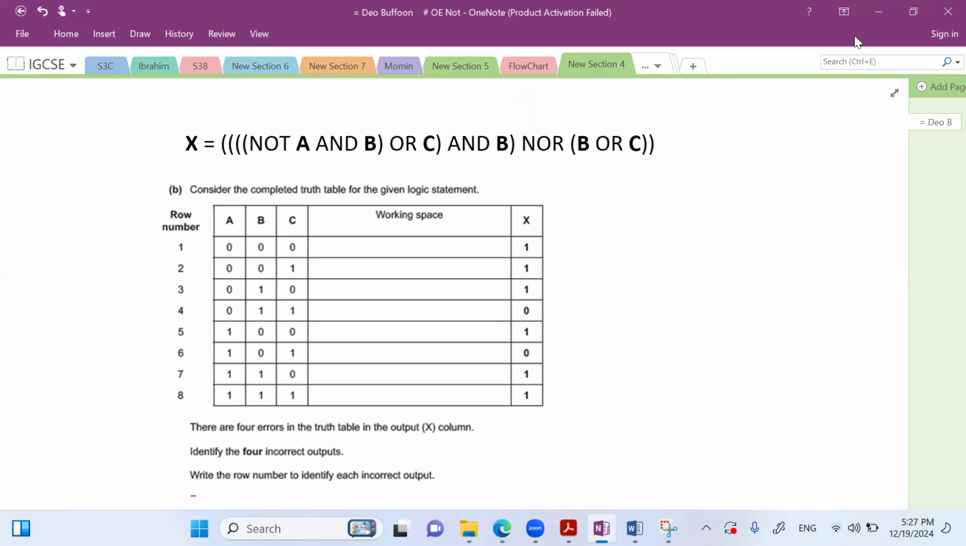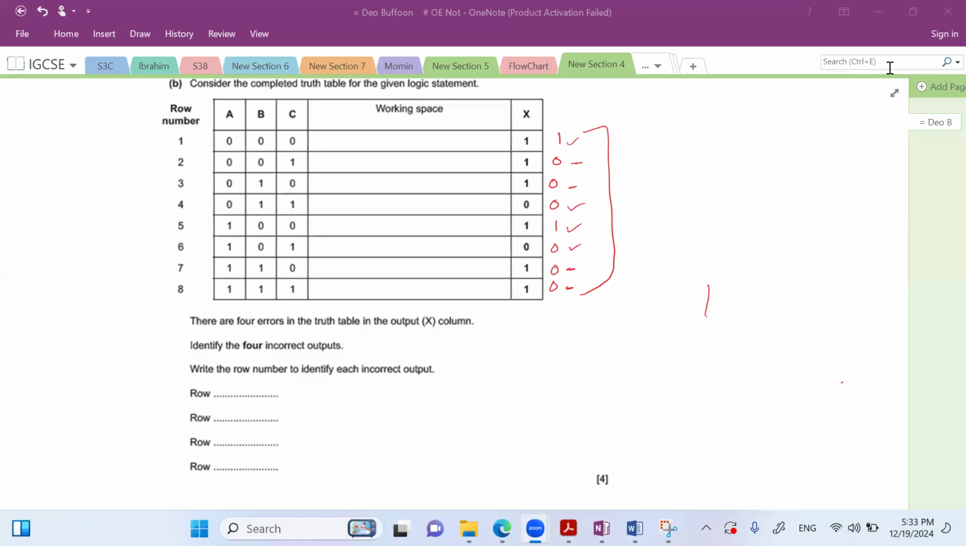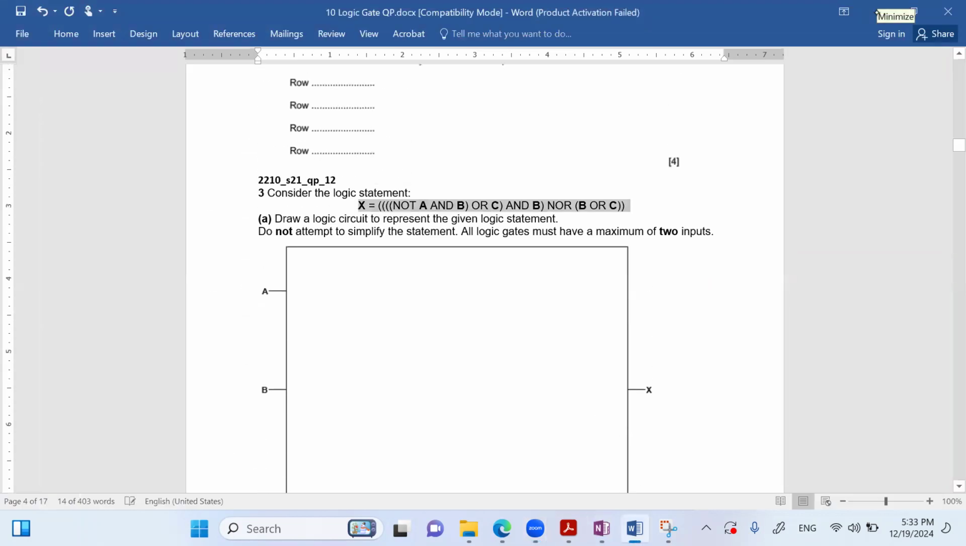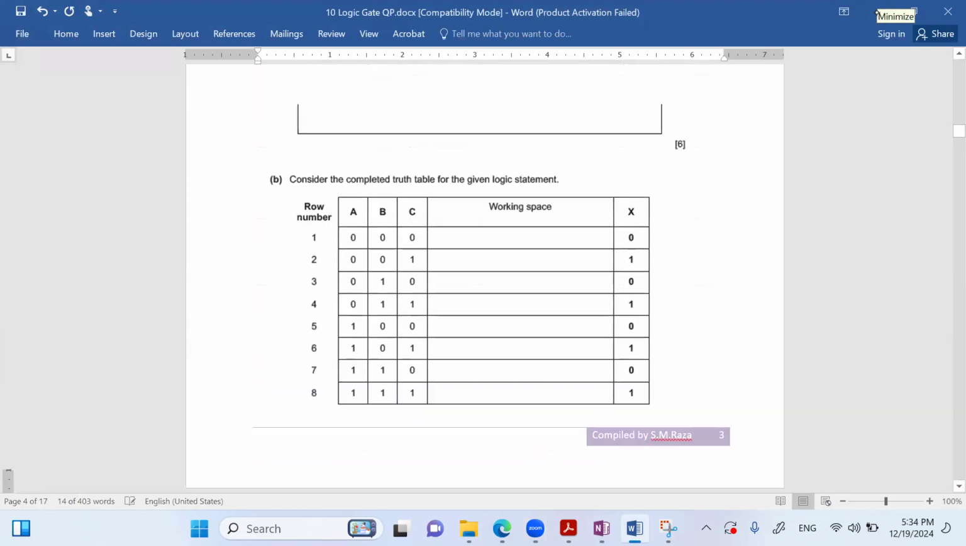Okay, let me pause it a little bit, I'm stopping this video for a while. The recording is related to the same item, that there are some wrong inputs, and we need to write the correct one, meaning identifying the correct one, right? So we have three different types of questions in this document.